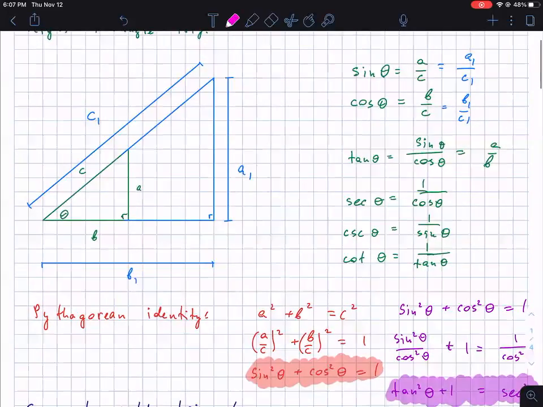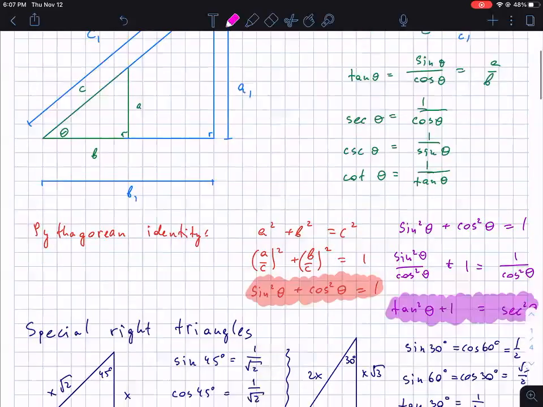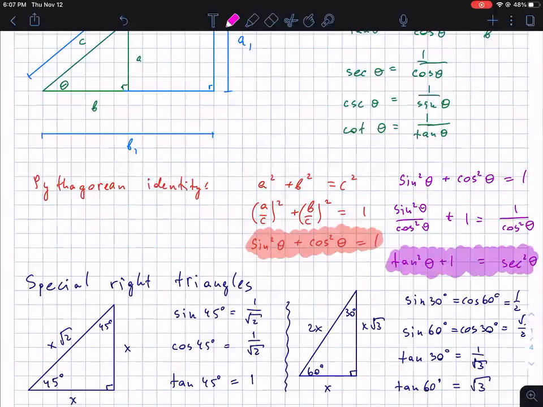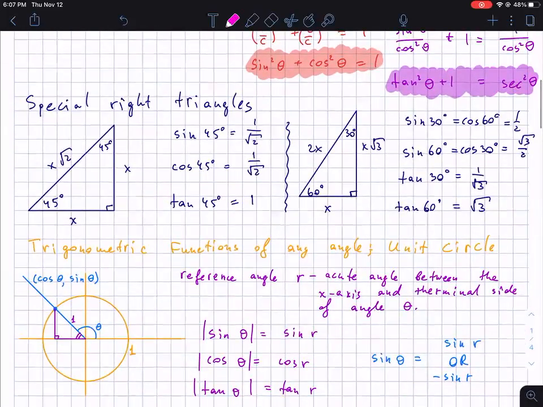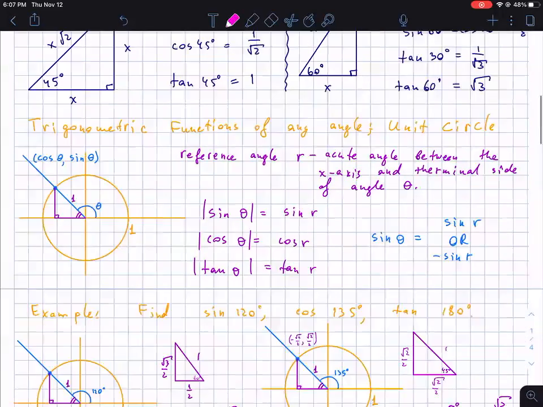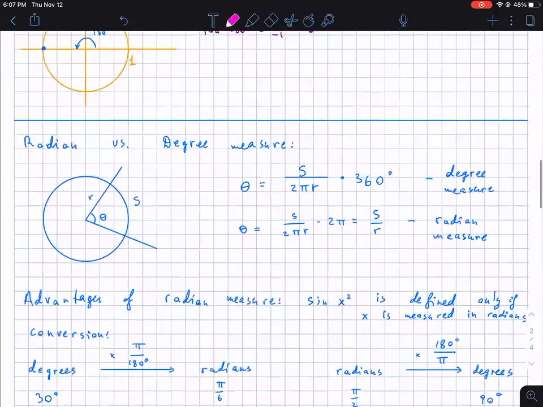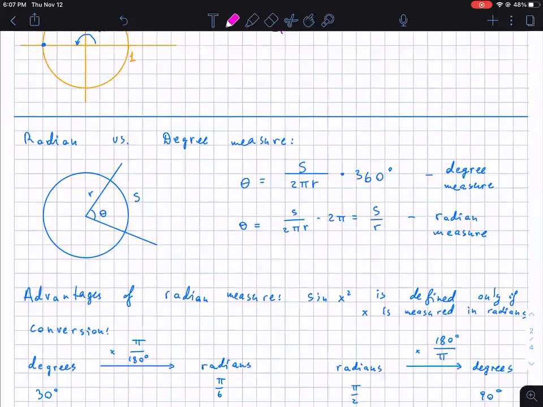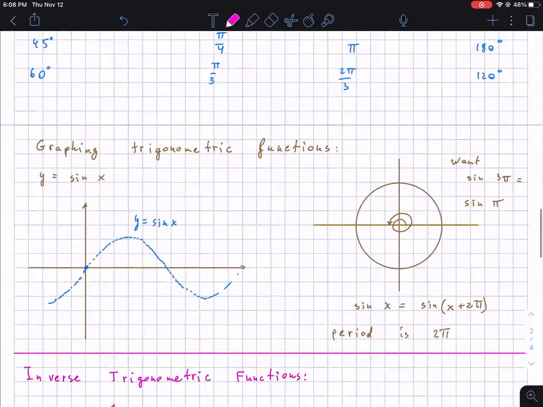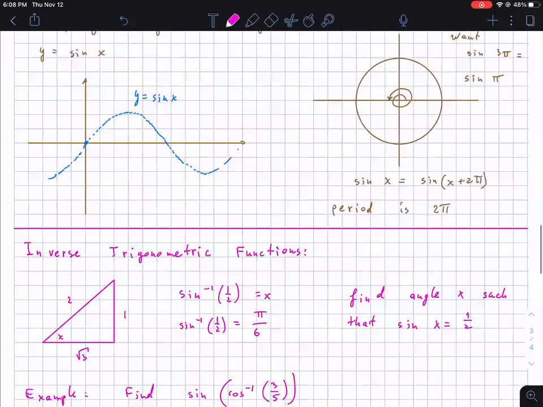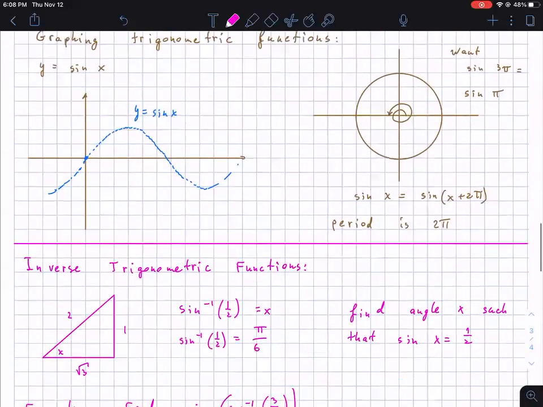So for calculus, you need to know the Pythagorean identity, both of those two. You also need to know the special right triangles. Degrees you don't really need to know, but you need to know it for radians. So you need to know what the trigonometric functions of any angle are. How do you find them using a unit circle? What is the relationship between radian and degree measure? And how you can find trigonometric functions of angles measured in radians. And finally, you need to know how to graph trigonometric functions and what we mean by graphing a trigonometric function and graphing an inverse trigonometric function. Okay, and that's it. So this is like a crash course in trigonometry.